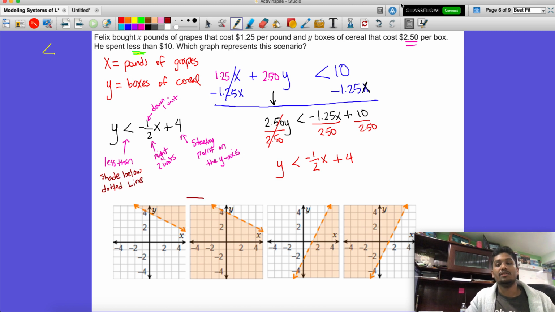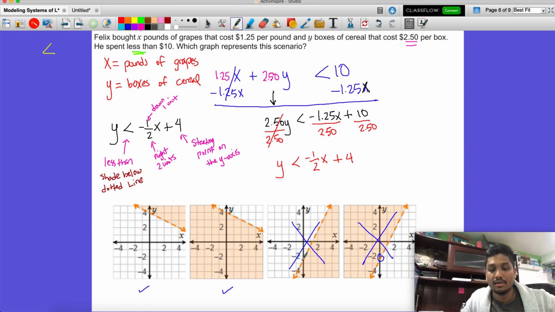Okay, so there's 5 things that we're checking for. Make sure we're correctly starting in the right place. We're moving down by 1 unit. We're moving right by 2 units. We're shading below, and it's a dotted line. So when we go back here and check now, we'll start here. Are we starting at 4? So 1, 2, 3, 4. Good. So far, this works. This starts at 4. This one starts at -4, so this one's already out. And this one also starts at -4. So now we're just looking at these two.